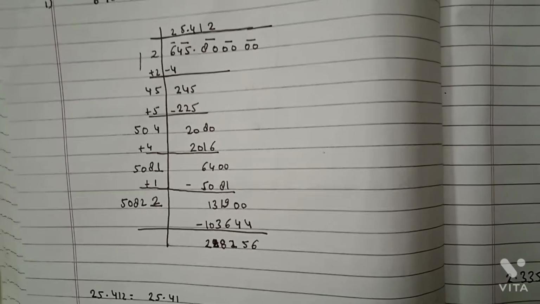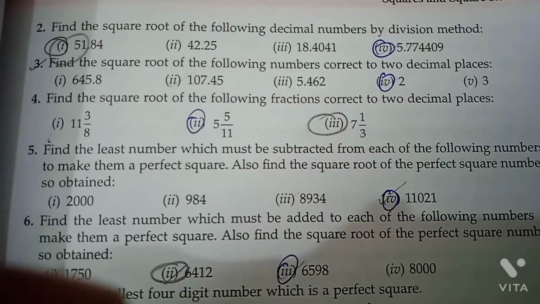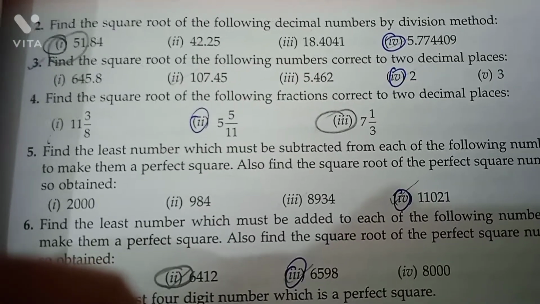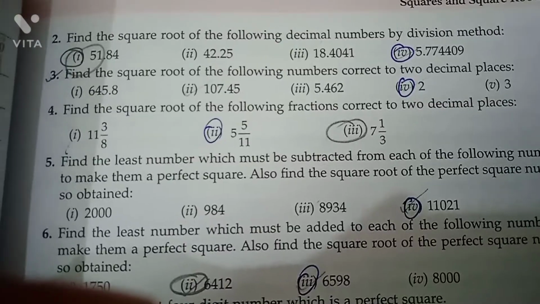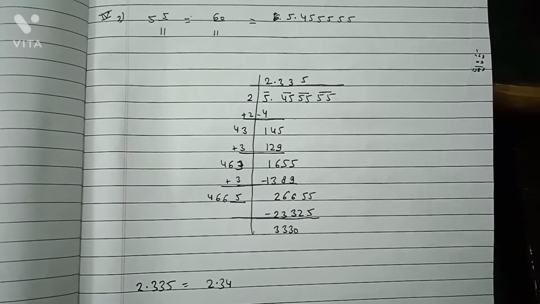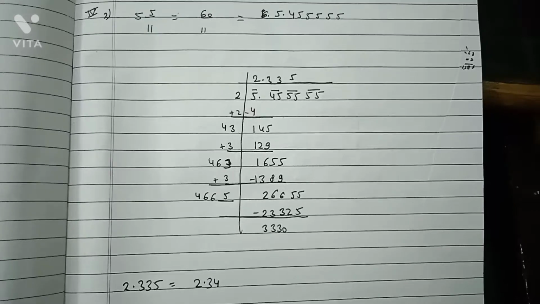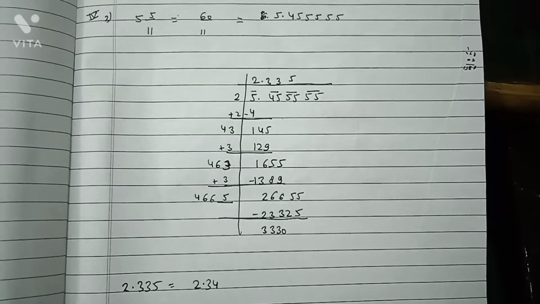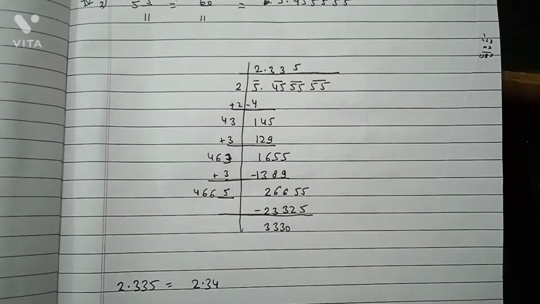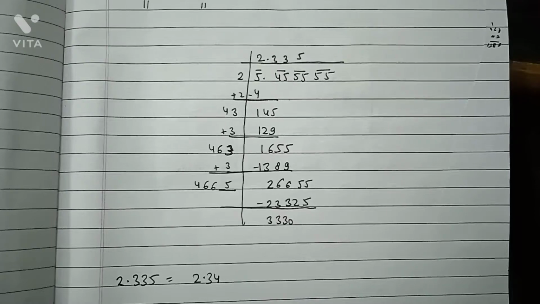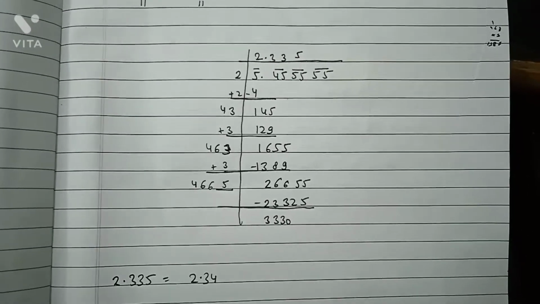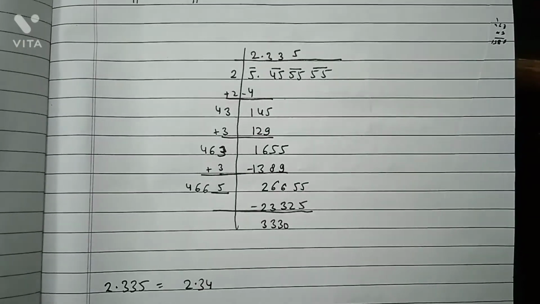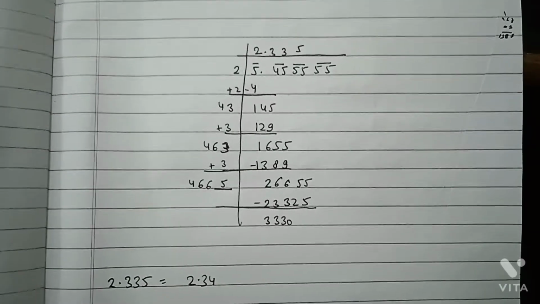And now let's move to our fourth question. Our fourth question is find the square root of the following fractions correct to 2 decimal places. So let's move to it. Here first we will convert it to improper fraction and then we will convert it into decimal. So similarly as you have done the last question, we will do the solving and at last we will round it off. So our answer is 2.335 and after rounding it off it becomes 2.34.